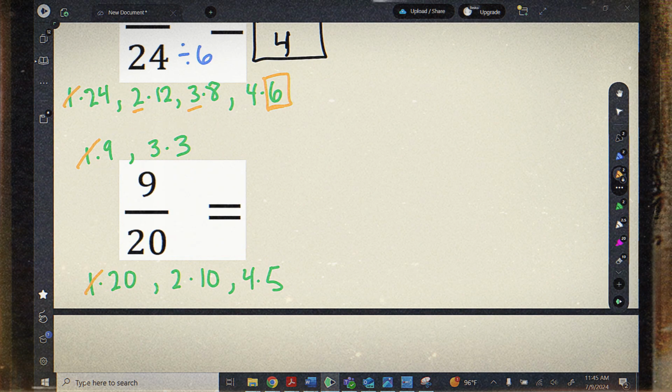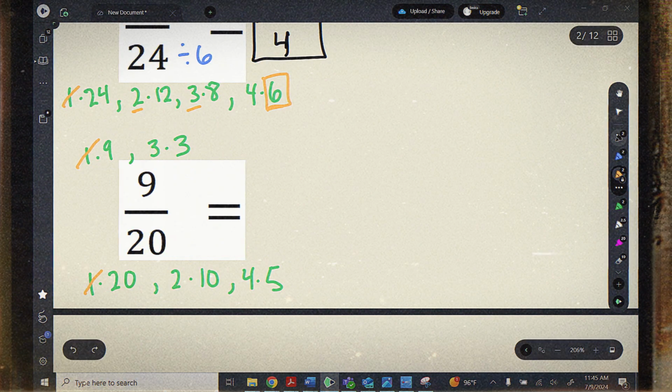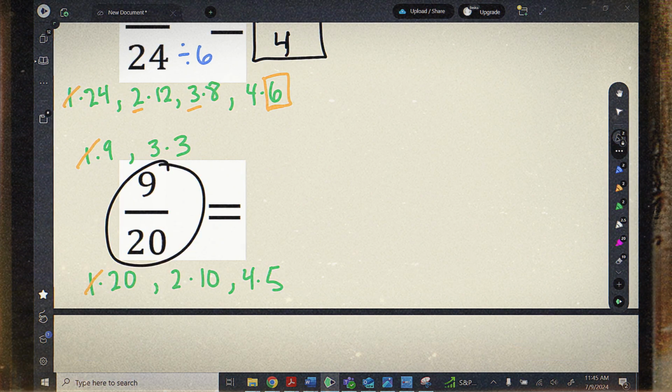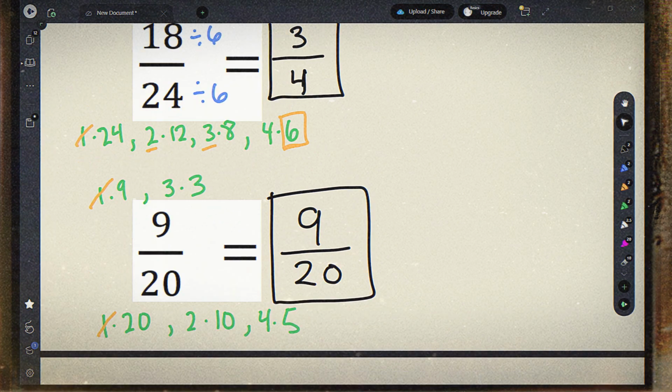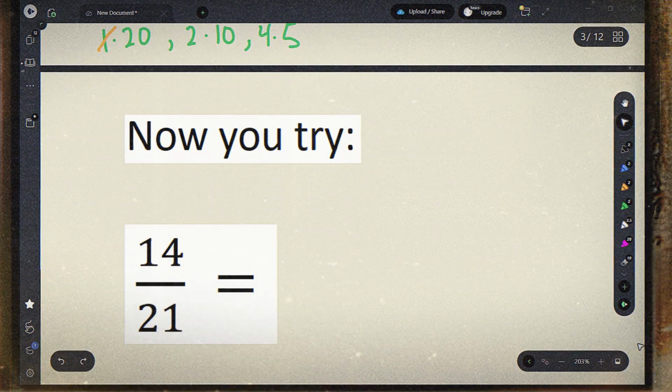This is just 9 and 3. There's no 9 and 3 here, so there are no common factors. So what do we do when there's no common factors? You know what that means? That means the fraction is already in simplified form. We can't make 9 over 20 simplified any further than it already is. So we're just going to leave our answer as 9 over 20. That's our answer.